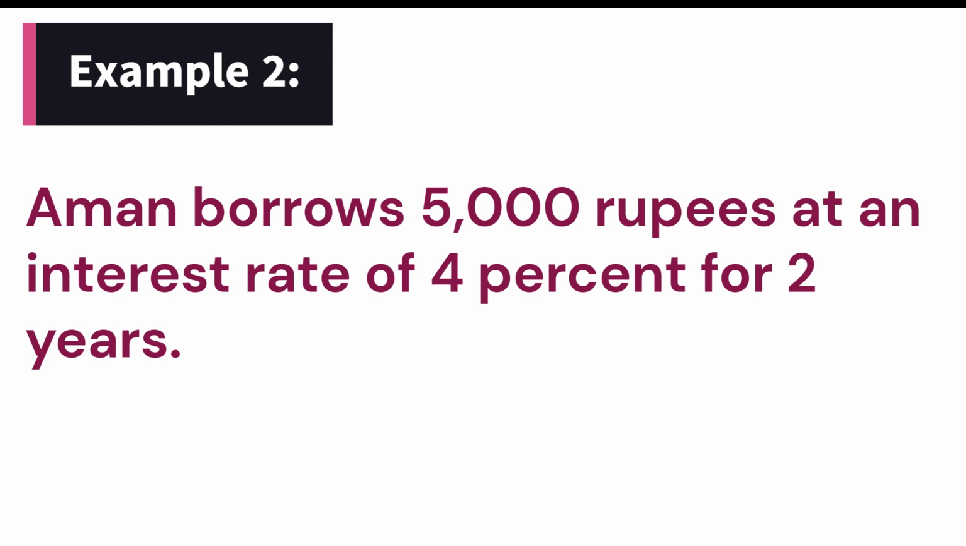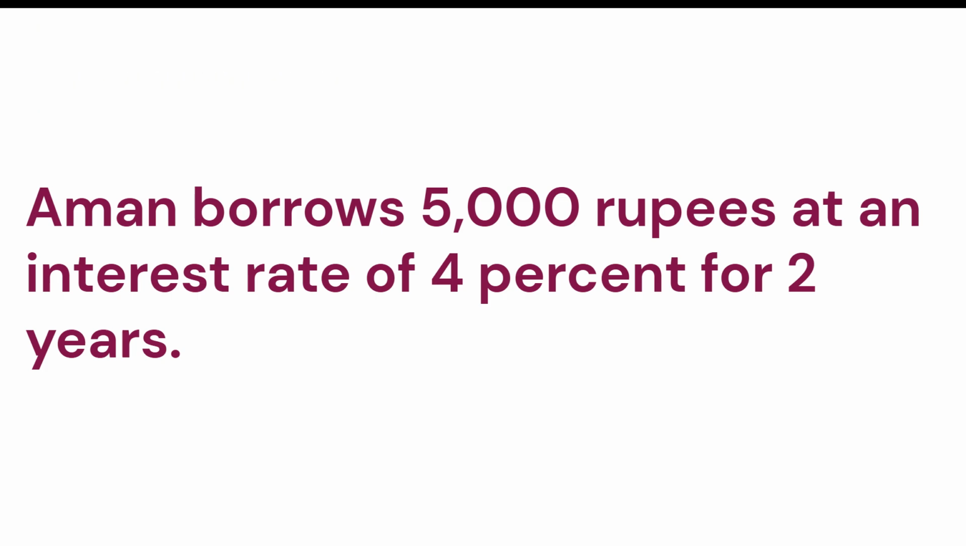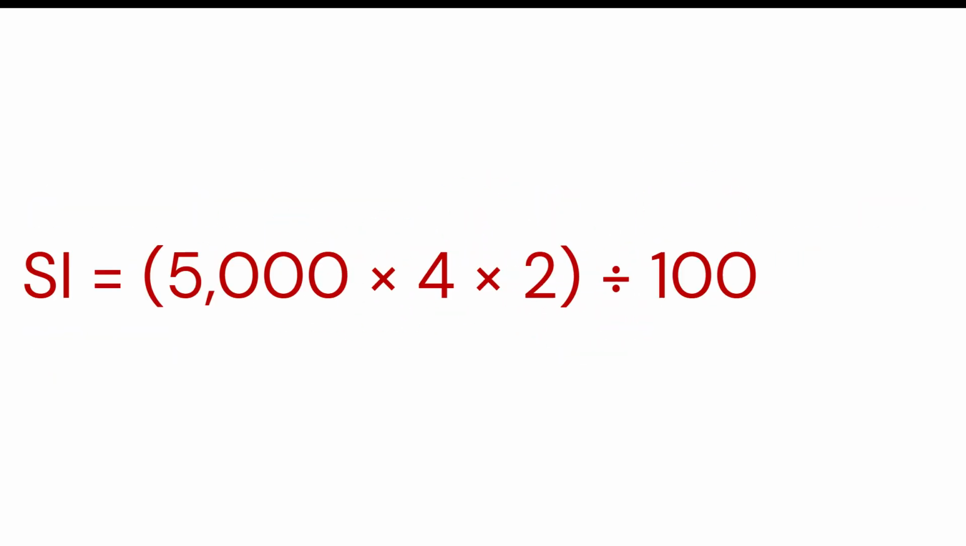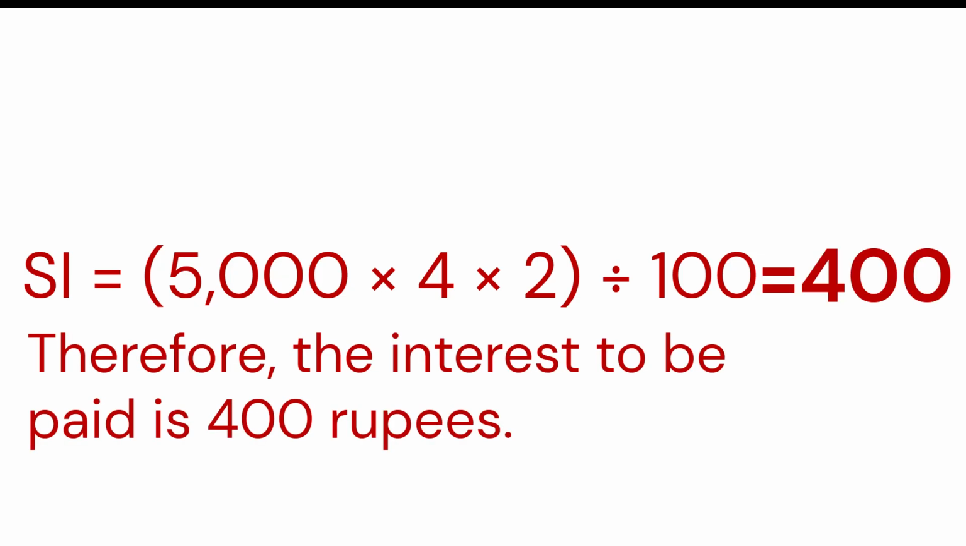Example number 2. Aman borrows 5,000 rupees at an interest rate of 4% for 2 years. Let's try to solve this. SI equals 5,000, which is the principal, times 4, which is the rate of interest per year, times 2, which is the time in years, divided by 100 equals 400. Therefore, the interest to be paid is 400 rupees.